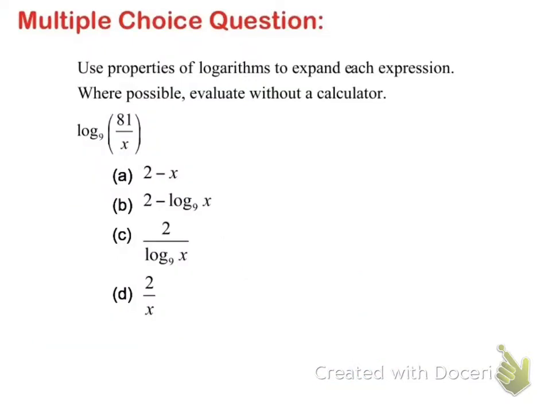Before we take a look at our last objective, I want you to go ahead and answer this multiple choice question. This will go in your Google form. Notice in this case, you're going to use your properties to expand the following expression. So here's your expression, log base 9 of 81 over x, and I want you to expand that and match it with one of them listed. Now we'll go on to our last objective.